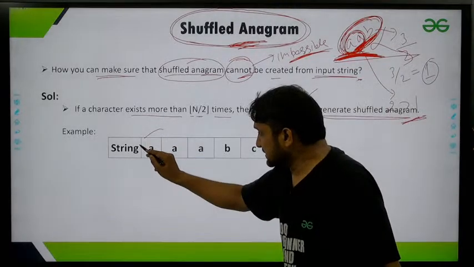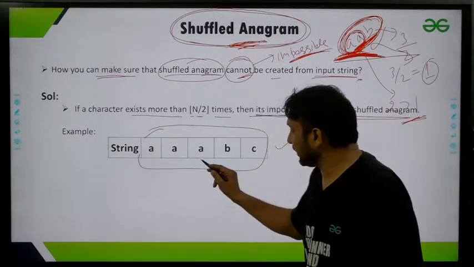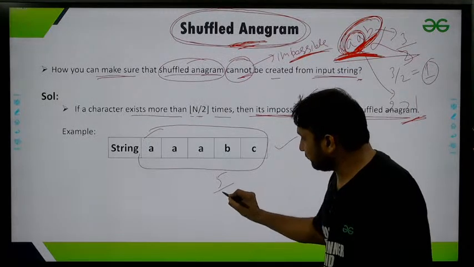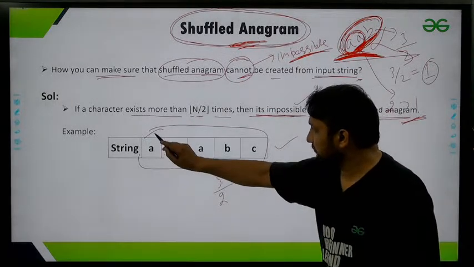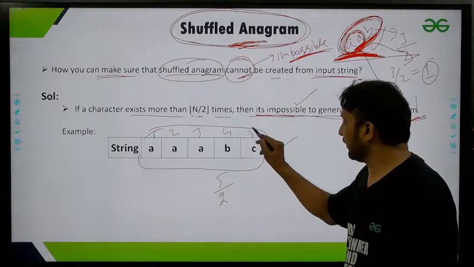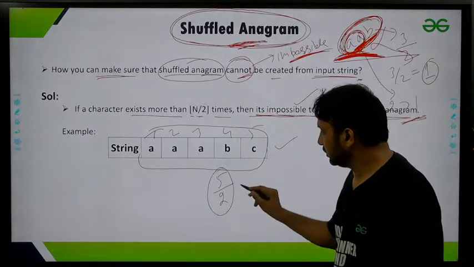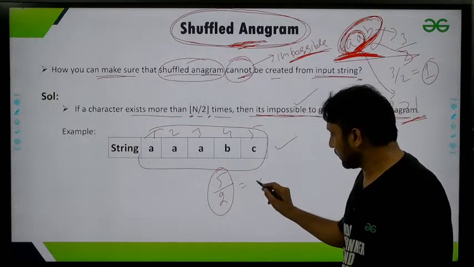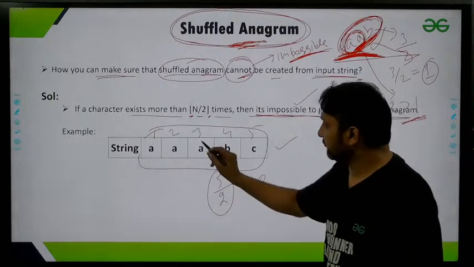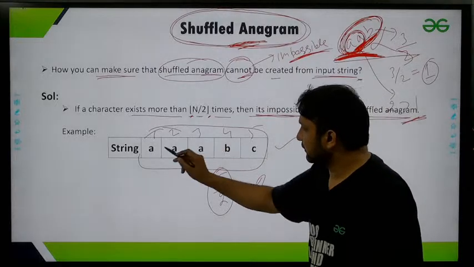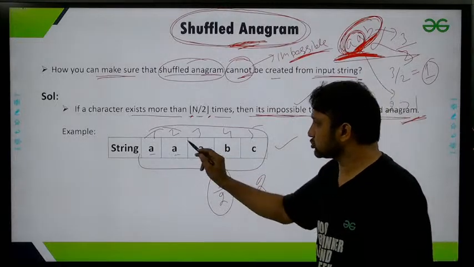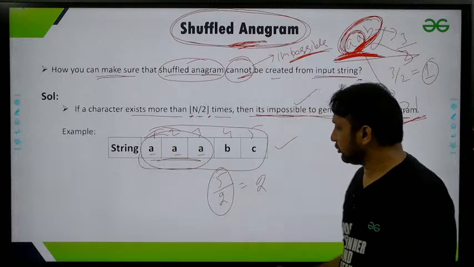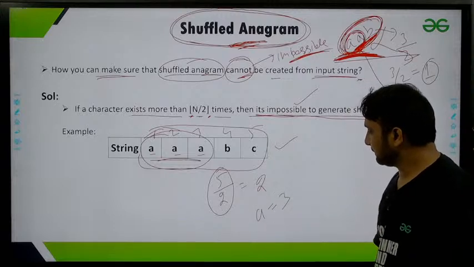See, in this string, the length of the string is 5: 1 2 3 4 5. If we divide it by 2, let me take the lower bound. So the lower bound is 2. Any character that repeats many times, so I am taking a. See, the frequency of a is 3.